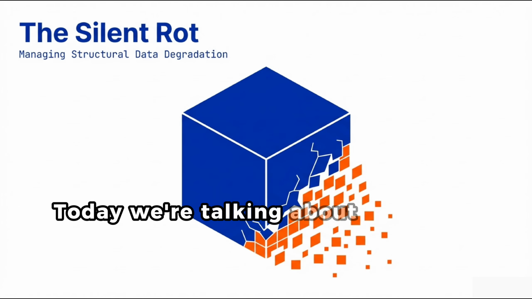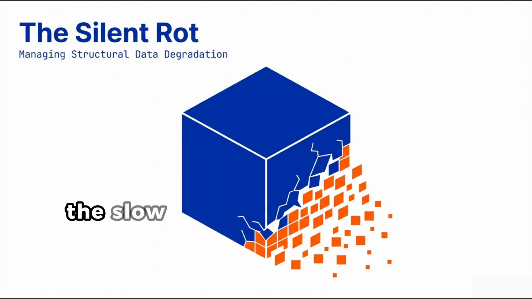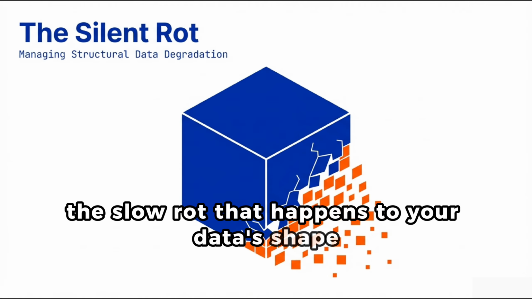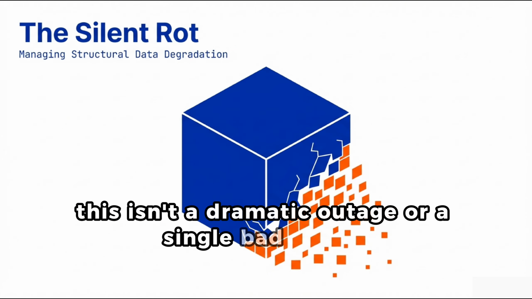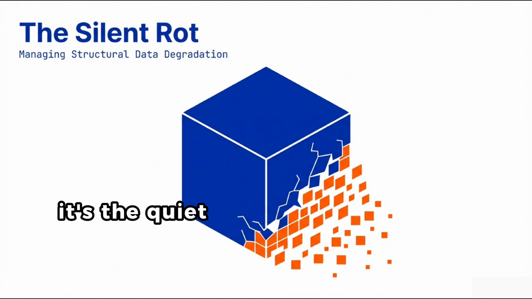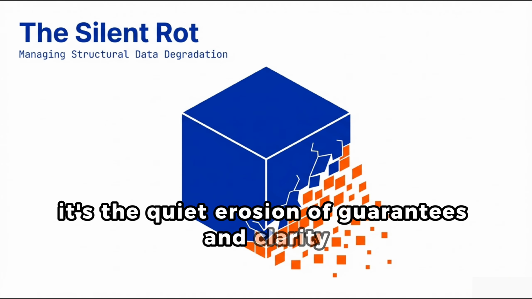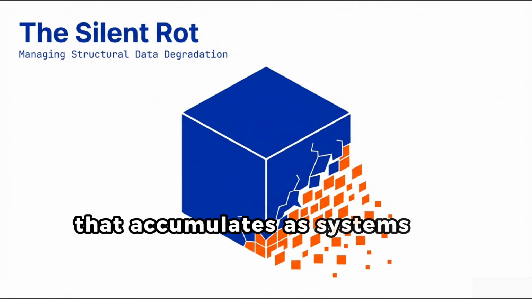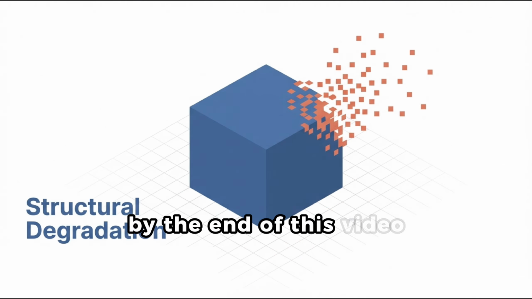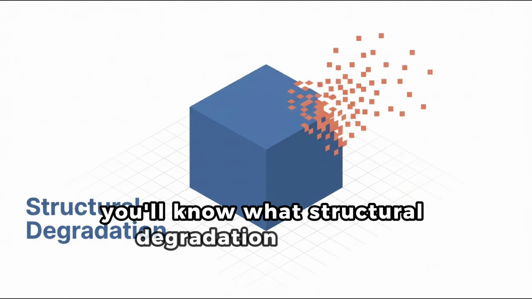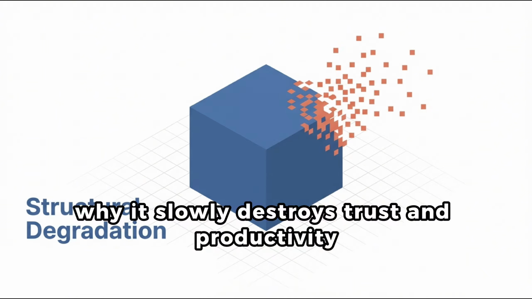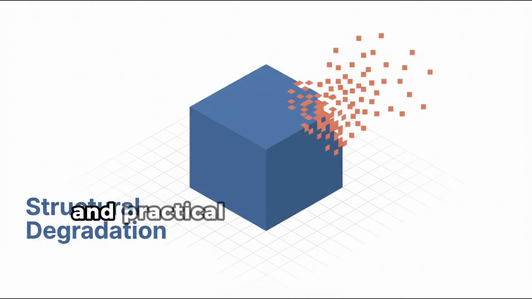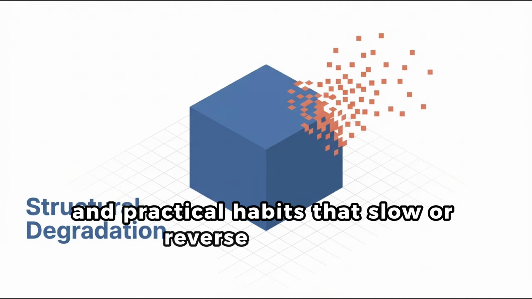Today, we're talking about structural degradation, the slow rot that happens to your data's shape over time. This isn't a dramatic outage or a single bad deploy. It's the quiet erosion of guarantees and clarity that accumulates as systems age. By the end of this video, you'll know what structural degradation looks like, why it slowly destroys trust and productivity, how to spot it early, and practical habits that slow or reverse the decay.